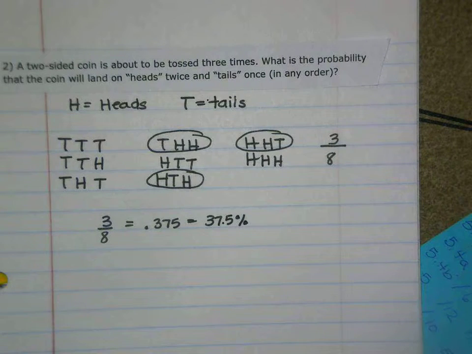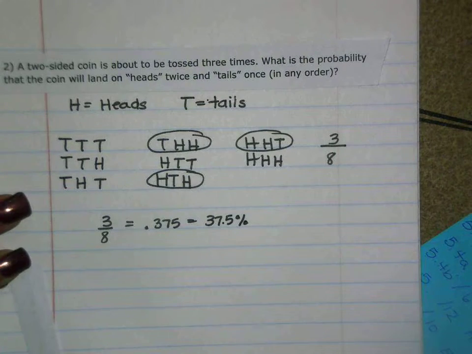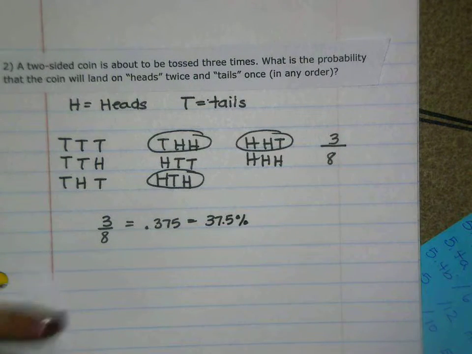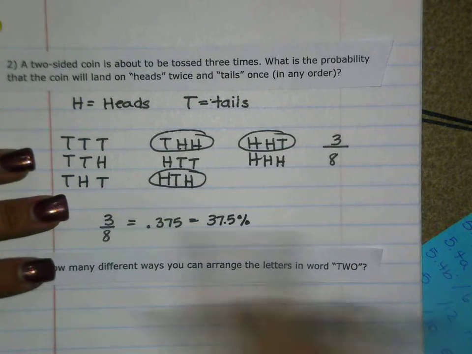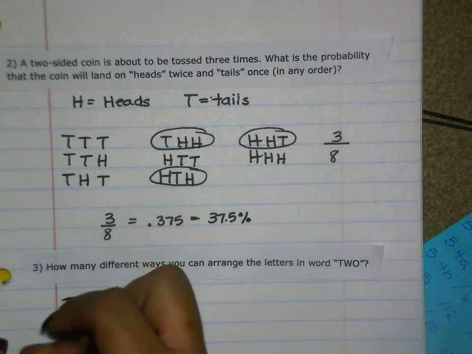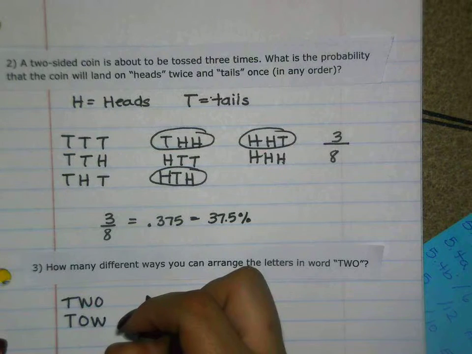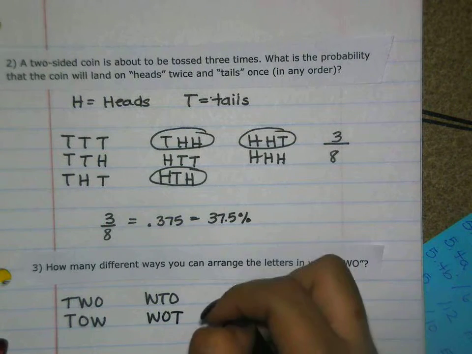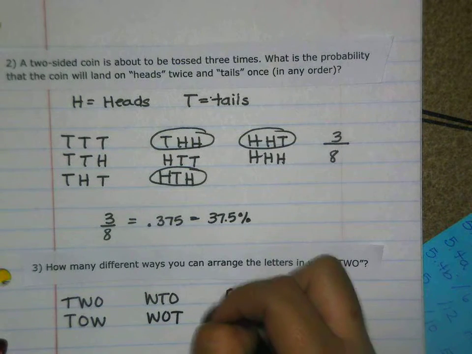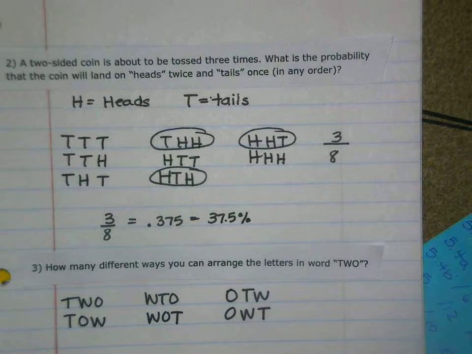Okay, the third one I want you to look at is going to be number 3. How many different ways can we arrange the letters in the word TWO? So we could have TWO, and then we could have TOW. Then we could have WTO and WOT, and then we could have OTW and OWT. So there are 6 different ways by using an organized list.